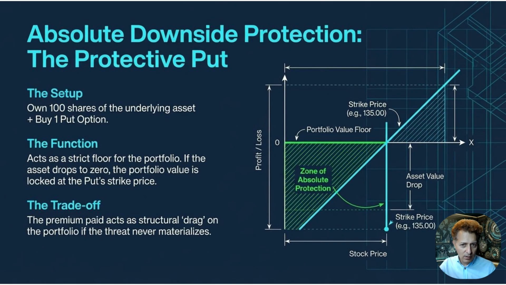The classical downside protection that is being used is the protective put. It's simple. You buy one put, 1 unit for each 100 shares of stock that you own, and that's it. Okay? It's acting as a strict floor for the portfolio or the stock, and if the asset drops, no matter how much it drops, all the way to zero, the portfolio value is locked at the put strike price. You are totally protected. The trade-off is the premium paid, which acts as a drag.